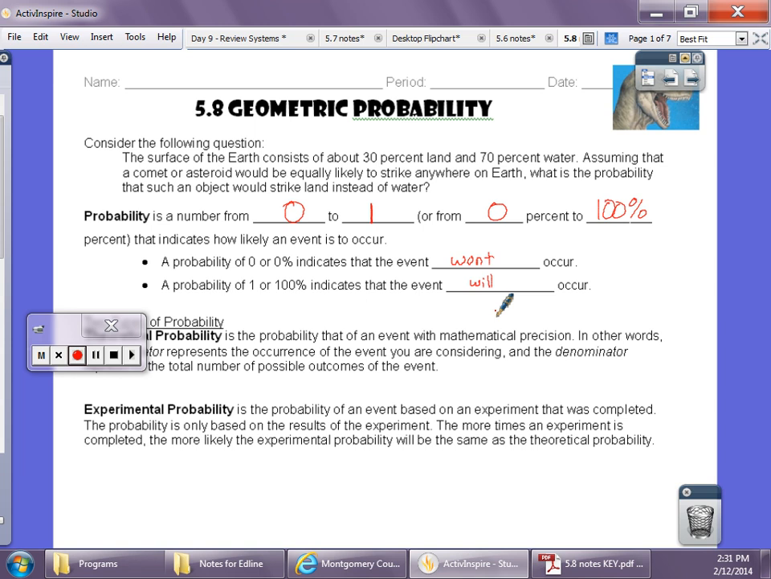There are two types of probability. Theoretical probability is the probability of an event with mathematical precision. In other words, the numerator represents the occurrence of the event you're considering, and the denominator represents the total number of possible outcomes. Experimental probability is the probability of an event based on an experiment that was completed. So theoretical is what should happen, and experimental is what actually happens. You actually did an experiment to figure out the probability of something.